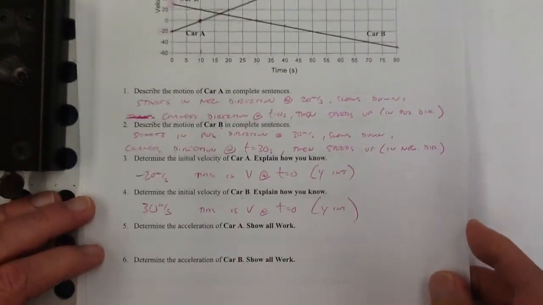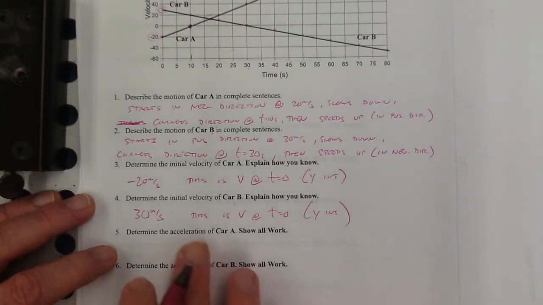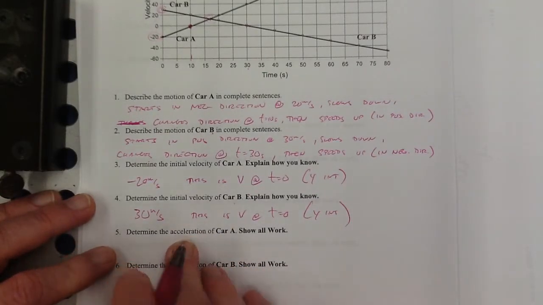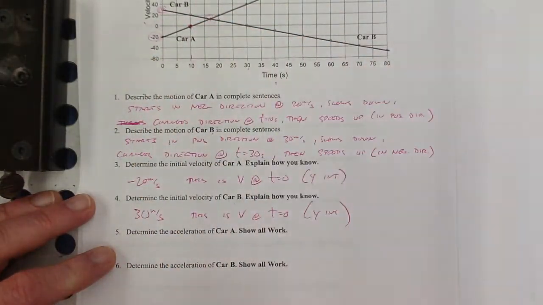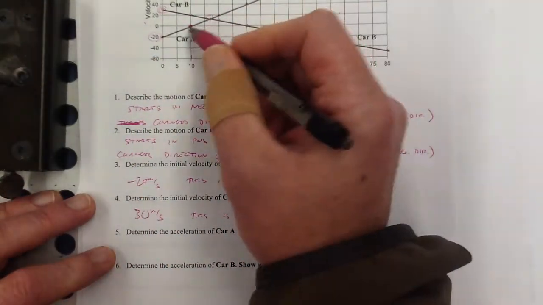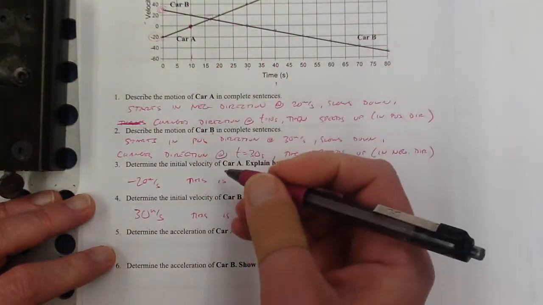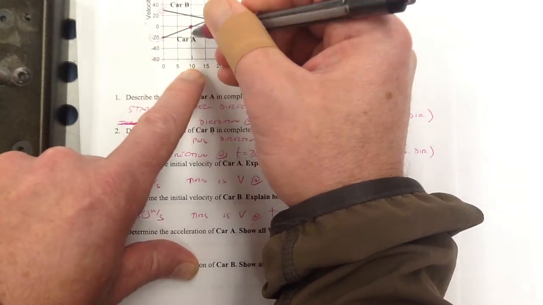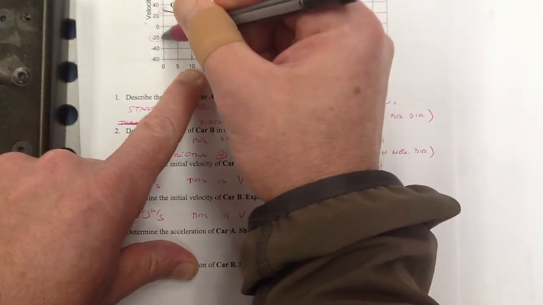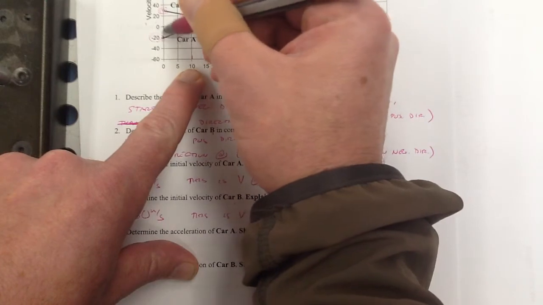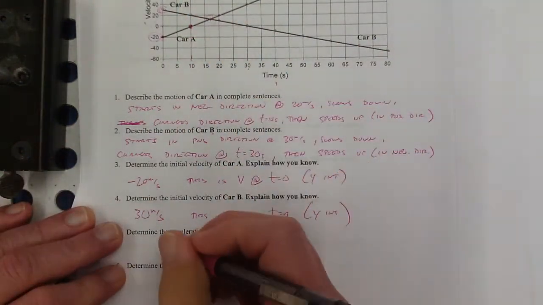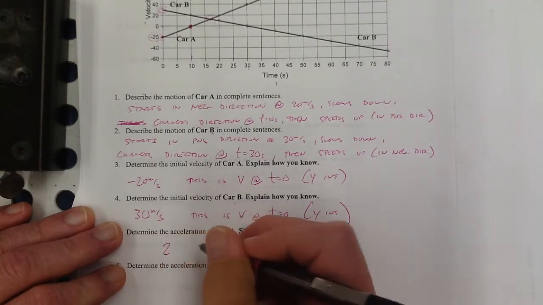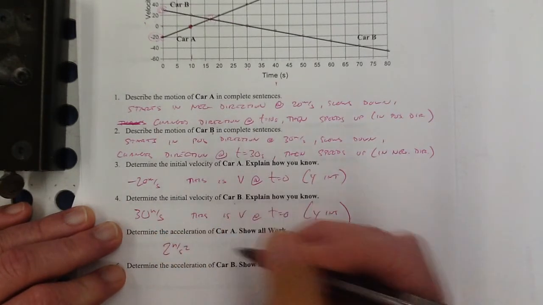There we go. The acceleration of car A, the acceleration is the rate that the velocity is changing at. It's the slope of the velocity versus time graph. So for car A, what's the slope of this? Let's see if we can pick a couple easy points. Is it easy enough to see with the 10 here? I think it is. So I think rise over run, I'm going up 20 over 10. Up 20 over 10, so that's 2 meters per second squared.